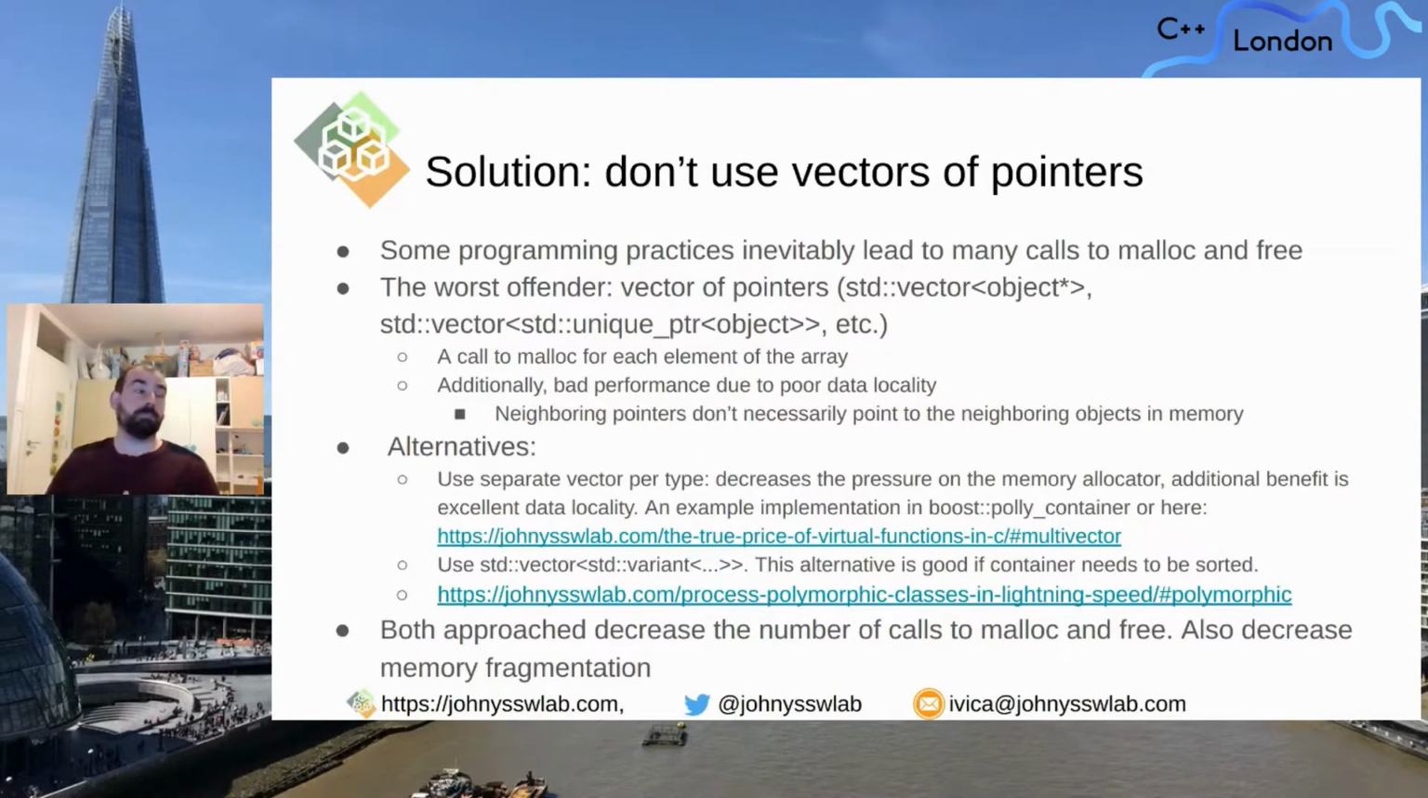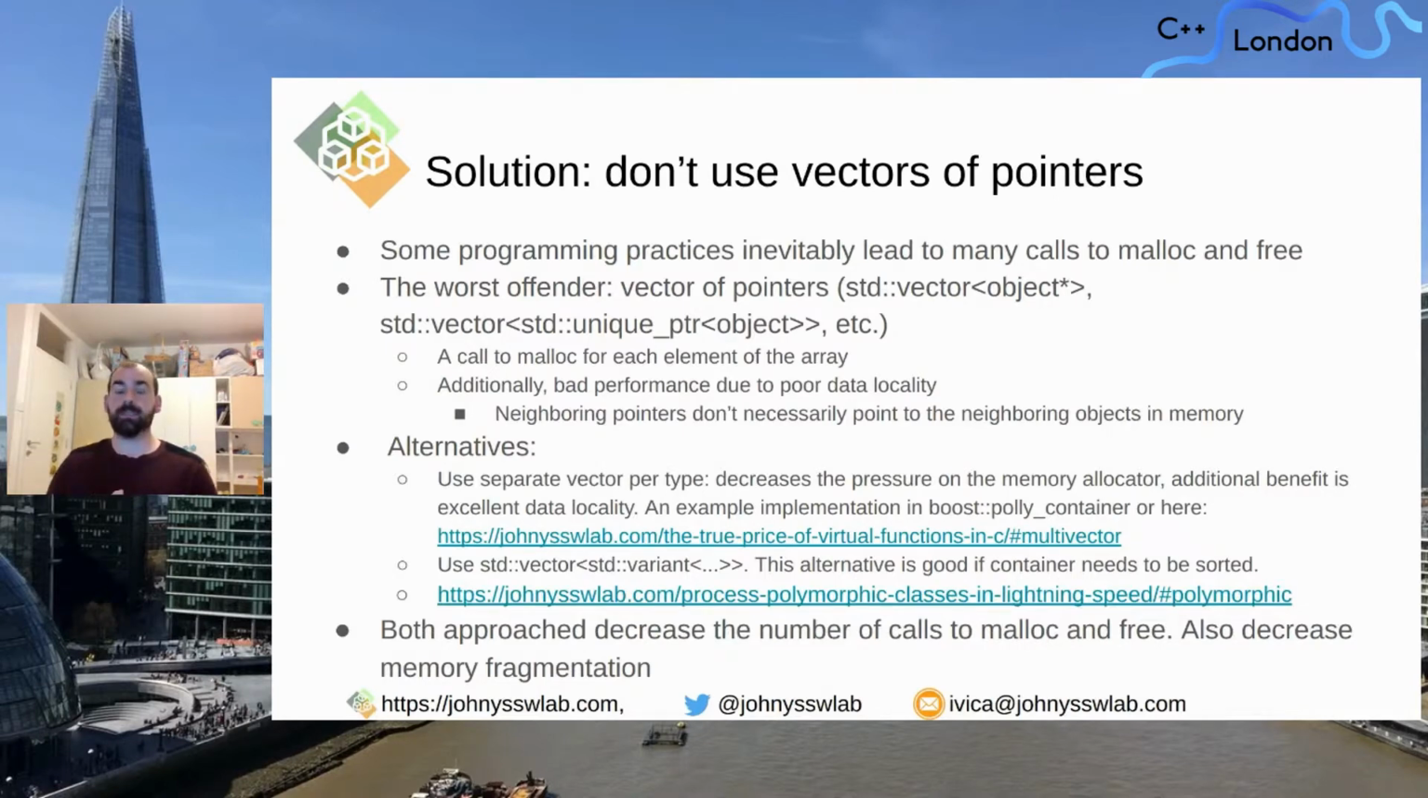One of the big motivations to use vectors of pointers is polymorphism in C++, but luckily there are alternatives. One of the alternatives, if you need to use polymorphism in your program, is to have separate vectors per type. So if you have types like rectangles, triangles, circles, and so on, you'll have one vector for triangles, one vector for rectangles, one vector for circles. This approach is really good because it has excellent data locality, and the compiler can do a lot of optimization there.